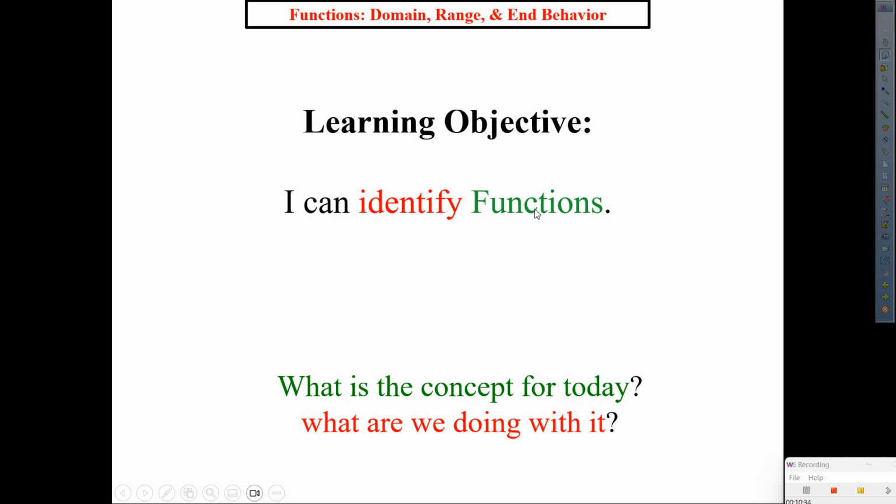I can identify functions. So we're still in the middle of the concept of functions. So without looking at your notes, talk it over with your neighbor. Let them know, what example shall we use for functions? What would you use for functions in a bracket format? And what will make it a non-example?